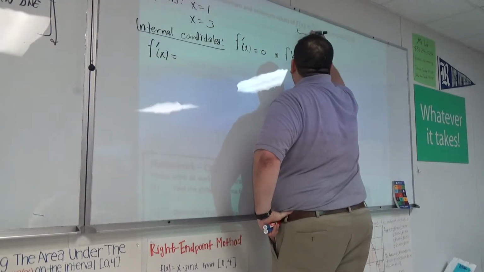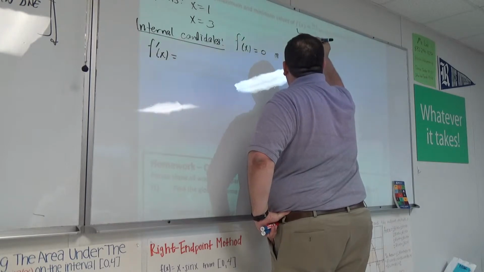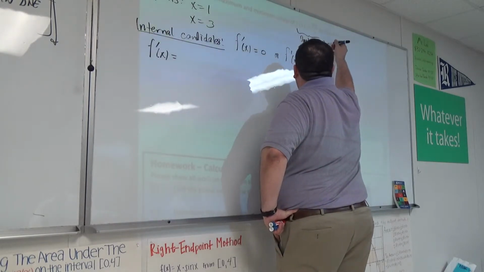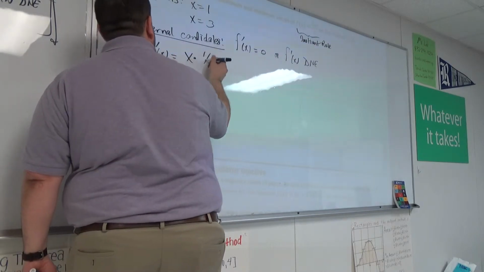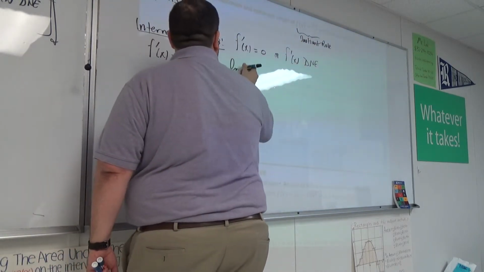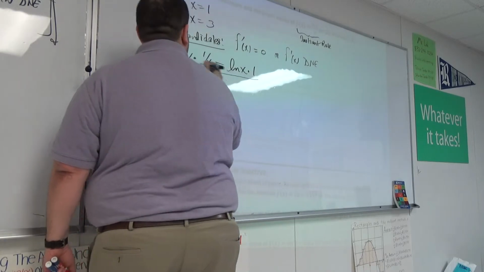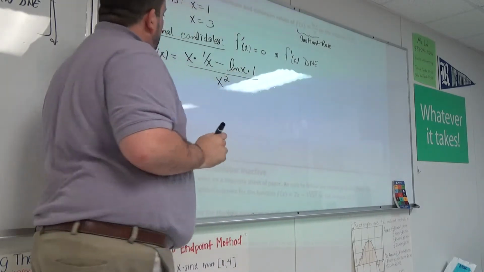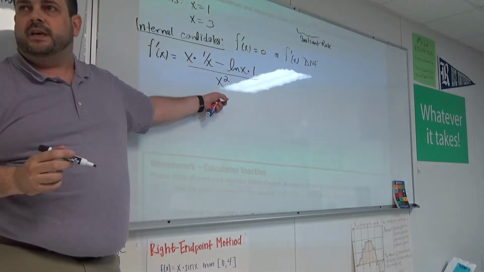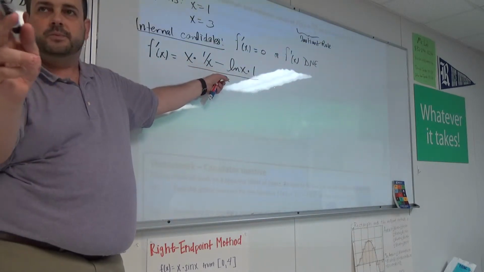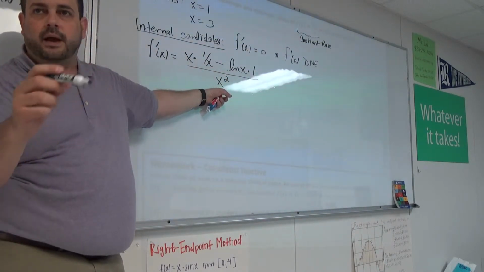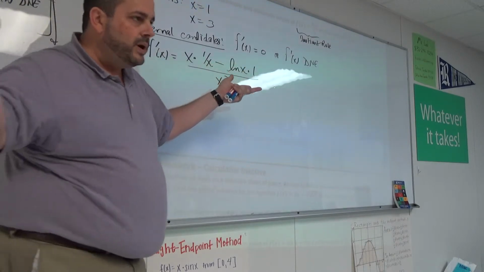This guy here has to be quotient rule. So a little low, a little d high, minus a little high, a d low, over low low. Give me a quick thumbs up if you've got that as your derivative. X times 1 over x minus natural log of x times 1 over x squared. Okay. Got some points already.